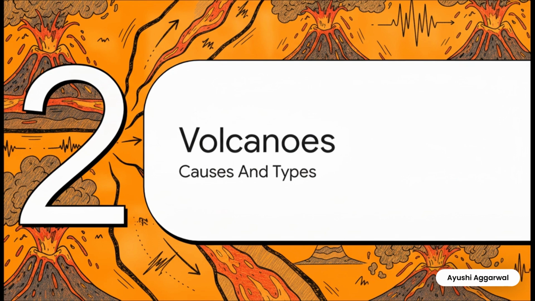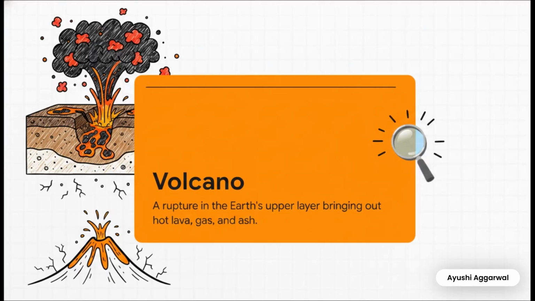Pay close attention here, children. So what exactly is a volcano? Well, in the simplest terms, it's essentially a mouth or a crack right on the surface of our Earth. It acts as a rupture in the upper layer that releases all that intense internal stuff, like hot lava, expanding gas, and thick ash from deep within the Earth straight up to the surface.